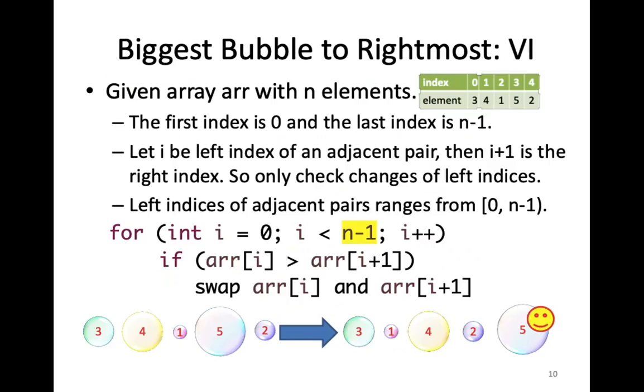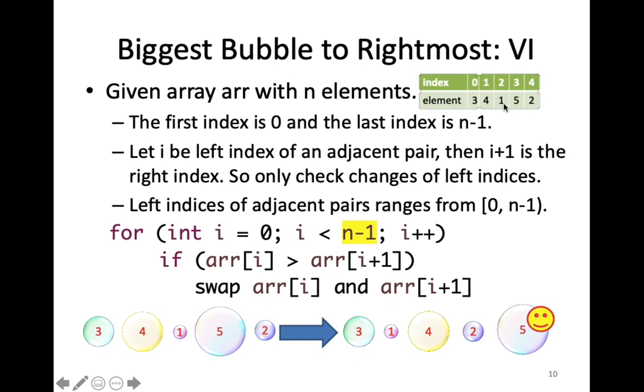In this slide, we will outline a pseudocode to put the largest element to its proper position. Suppose we have an array R with n elements. The first index is always 0 and the last index is n minus 1. For example, given an array of 5 elements, the first index is 0 and the last index is 4, which equals 5 minus 1. To represent an adjacent pair, we are going to use indices.